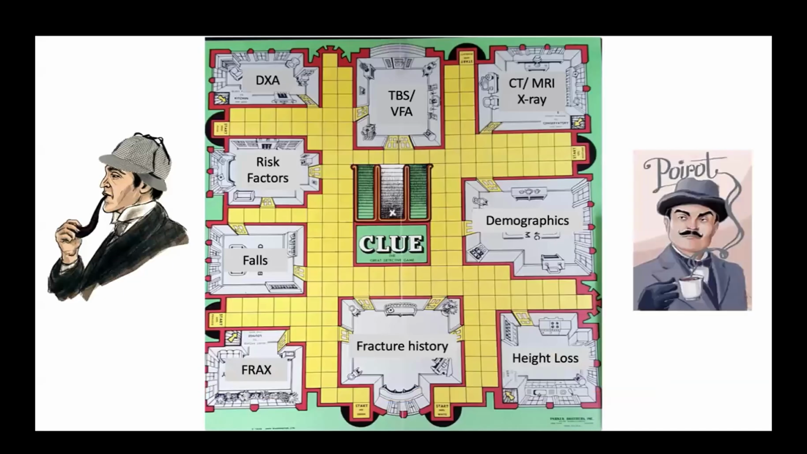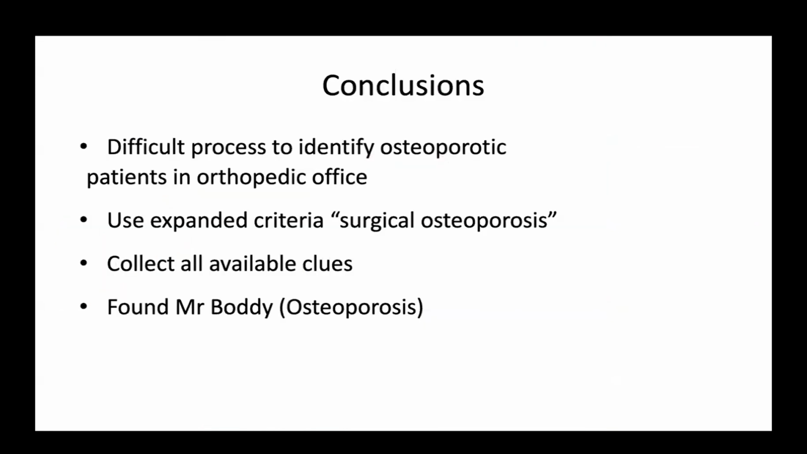So again, getting back to being a spine detective, we need to take all of these factors into consideration and eventually decide, hey, does this patient need more testing before we start surgery? And if the patient does meet thresholds for treatment, then that patient should get treated, hopefully prior to elective surgery, if at all possible. So in conclusions, osteoporosis is a difficult process to identify in the ortho clinic. I would suggest we use the expanded criteria of clinical diagnosis, but also maybe factor in surgical osteoporosis.